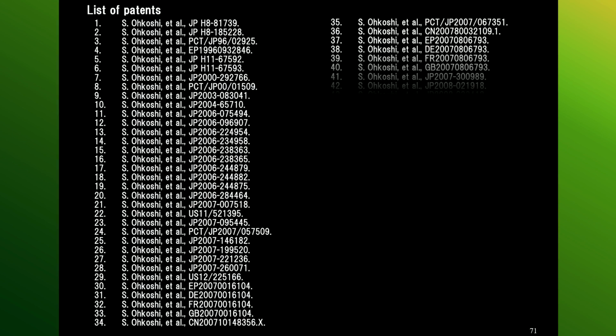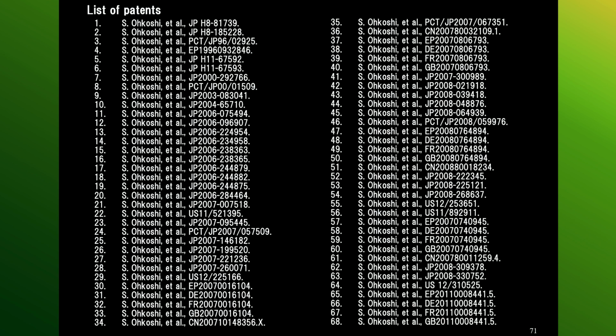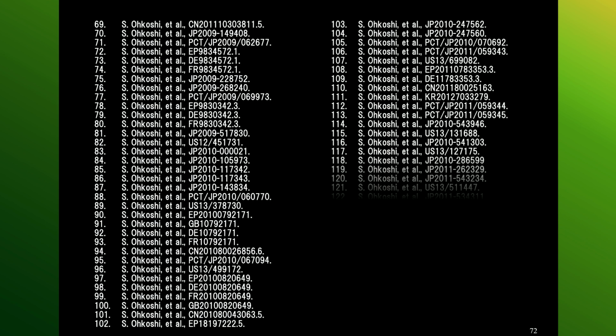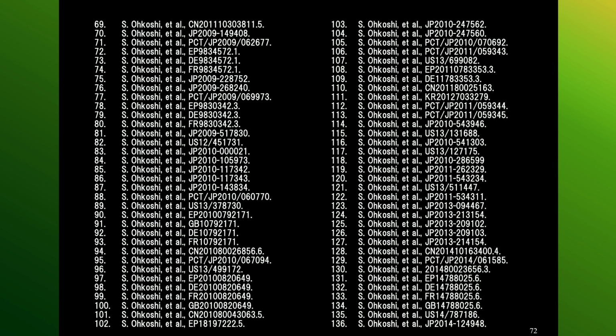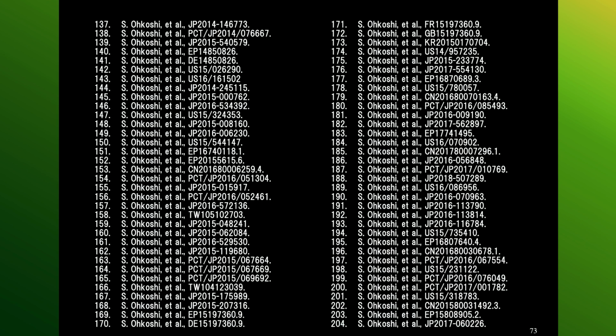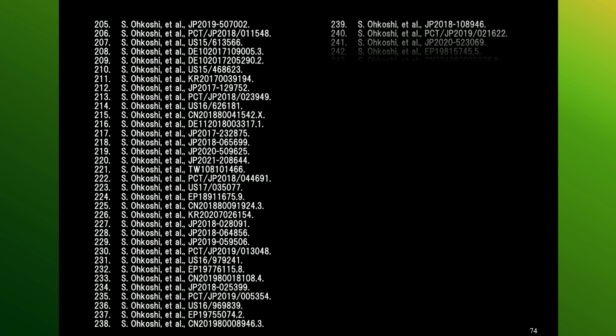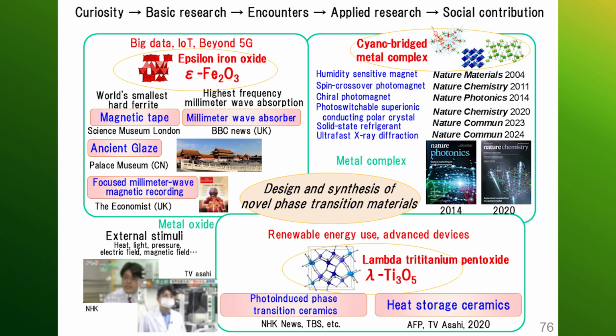Lastly, I don't have to show you this, but this is a list of our patents, not our papers. JP represents Japan, CN for China, and EP for Europe. Thus, along with writing papers, I am writing and filing patents in Japan and abroad. This is the end of the list. As you have seen, I have already been issued about 300 patents.